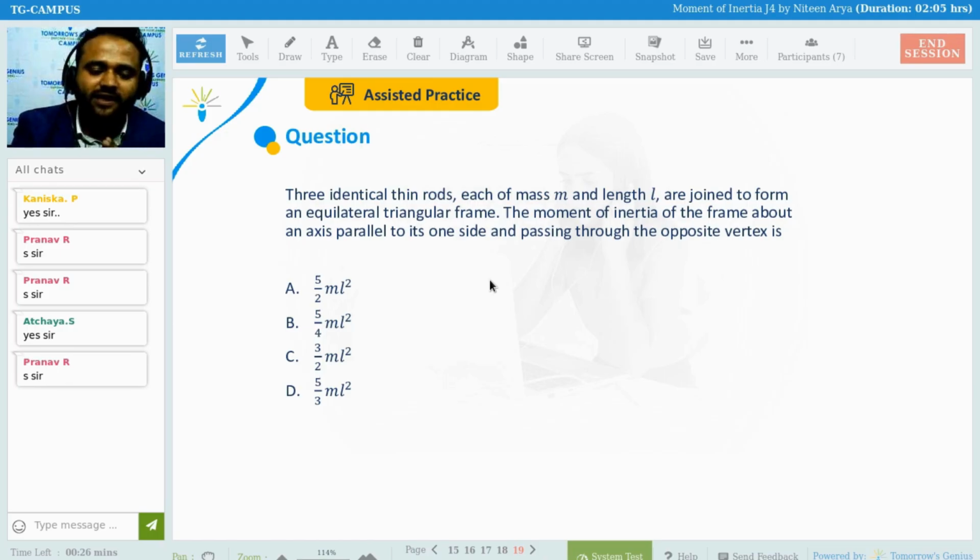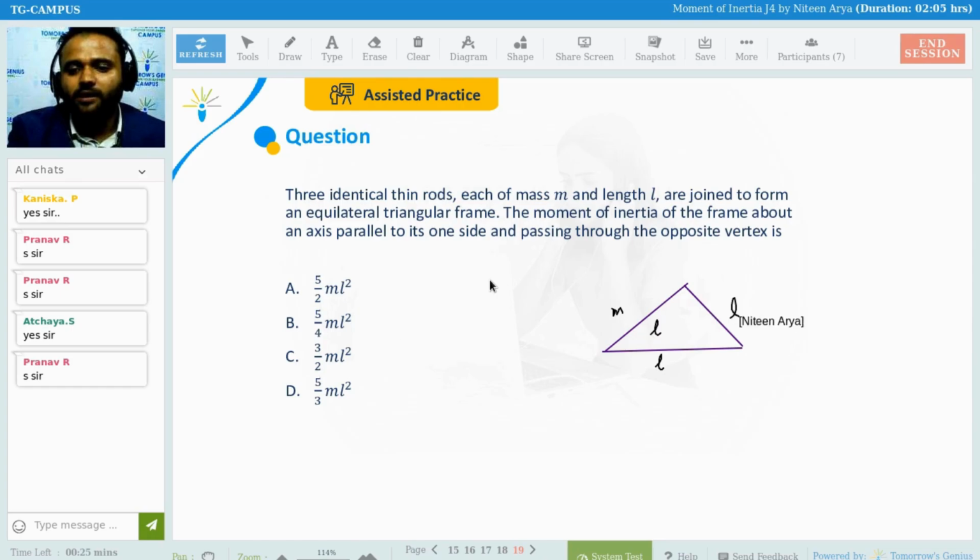First of all, tell me, is it clear to you what it states? Three identical thin rods, each of mass m and length l, joined to form an equilateral triangle. So how can you form it? Suppose this is length L, this is length L, and this is length L. Clear? And all three have mass m. So it can become an equilateral triangle. All have mass m. This is also m, this is also m. First of all, this is given.